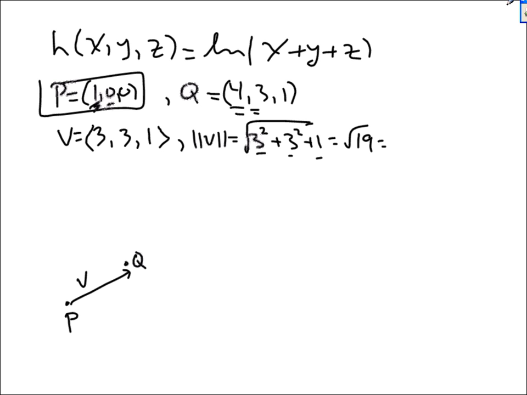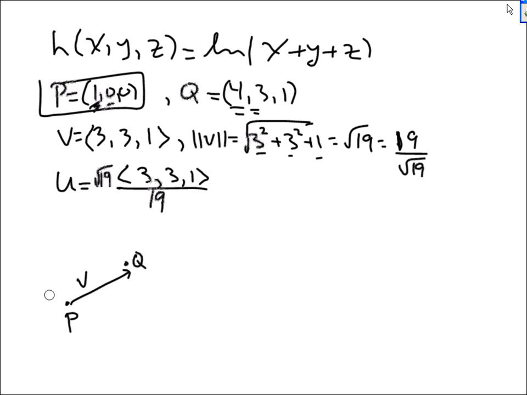If I multiply the top by square root of 19, I'll get 19, and I have to do the same to the bottom. I'd rather have the radical in the bottom, believe it or not. Vector U is vector V, 3, 3, 1, divided by the magnitude of V, which is the square root of 19. That's U. Its length is 1. Calculate the length, and you'll figure out that it's 1.